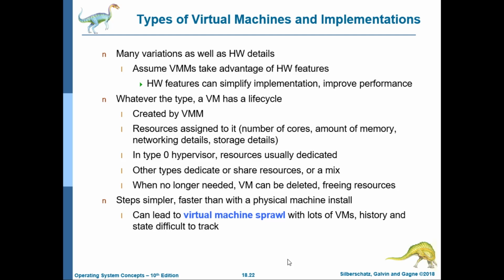When no longer needed, the VM can be deleted, freeing resources. The steps are simpler and faster than with a physical machine install, and this can lead to virtual machine sprawl, with lots of VMs whose history and state are difficult to track. So again, virtual machine sprawl is the situation in which there are so many VMs on a system that their use, history, and state become confusing and difficult to track. It is caused by the ease of creating virtual machines.